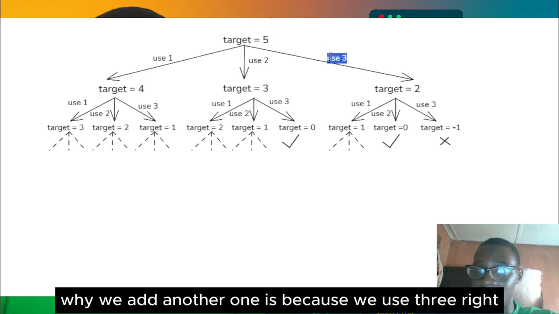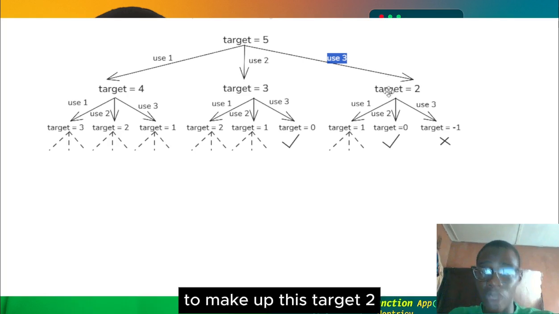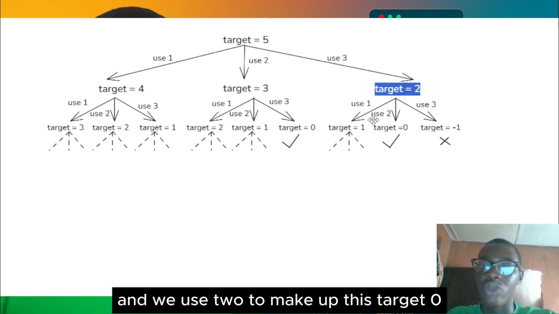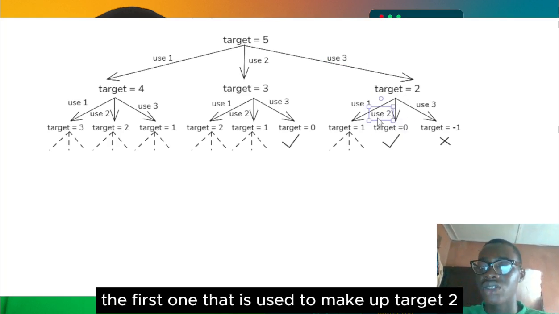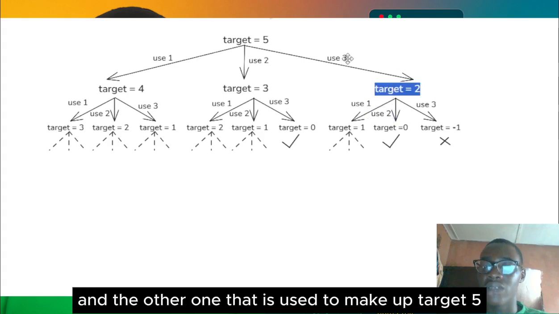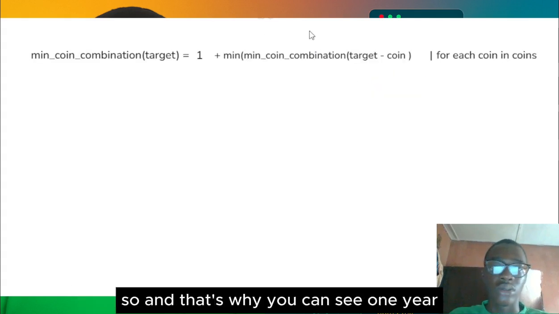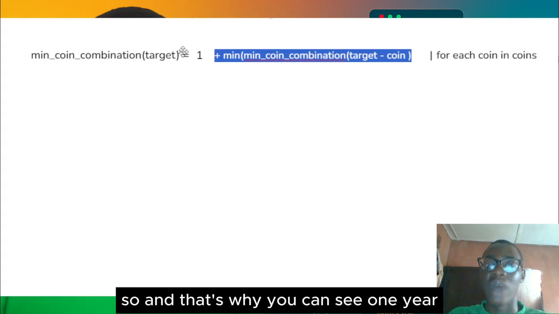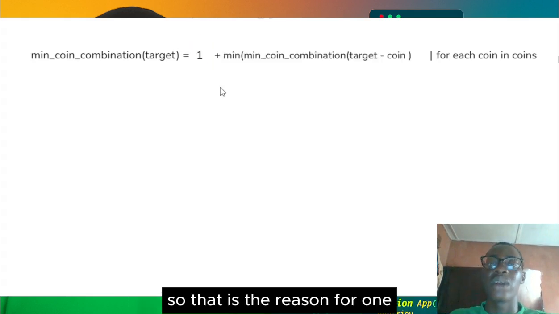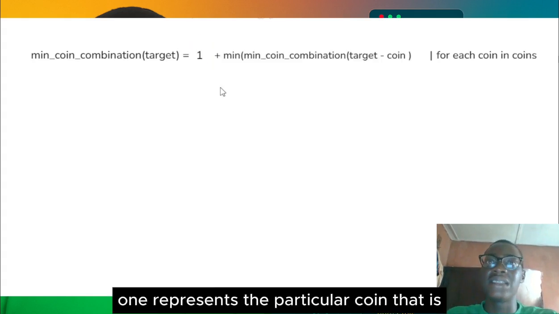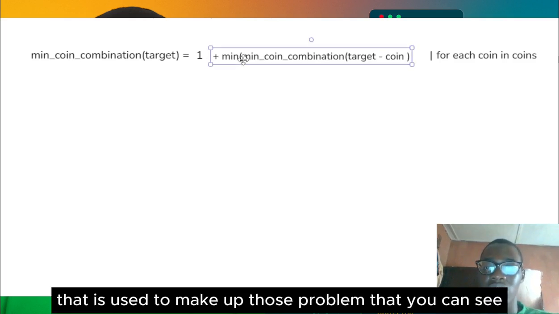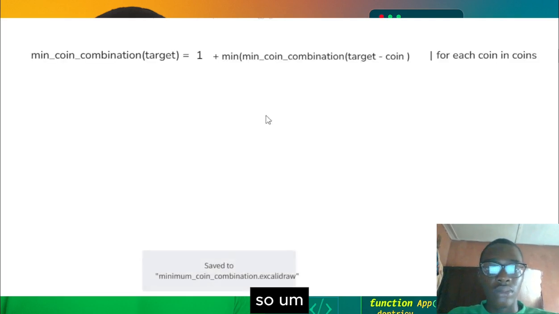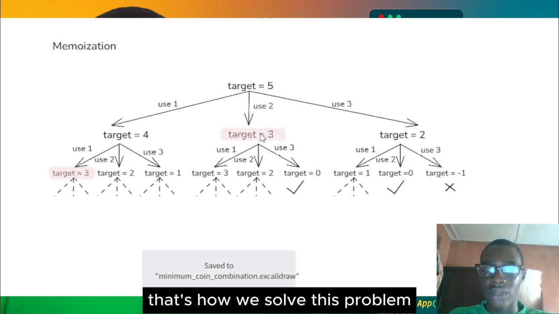Why we add another 1 is because we use 3, right, to make up this target 2, and we use 2 to make up this target 0. So summing it up like that is going to give us 2. The first one is used to make up target 2, and the other one is used to make up target 5. That's why you can see 1 here. That 1 represents the particular coin that is used to make up those problems that you can see. So that's how we solve this problem.